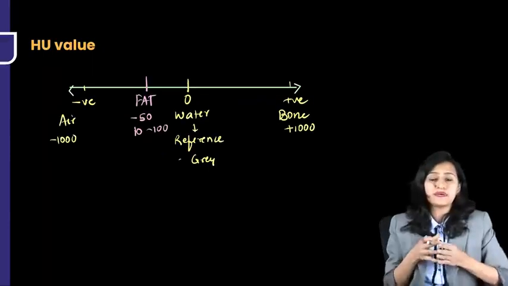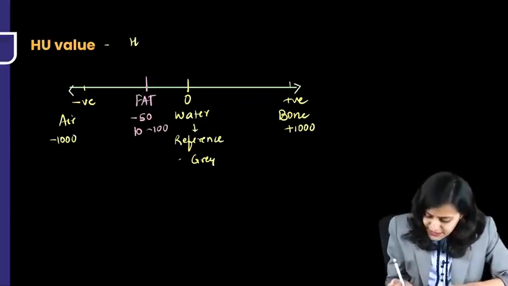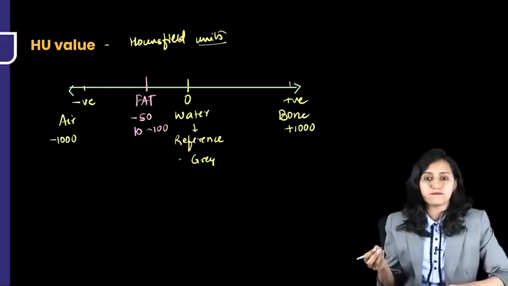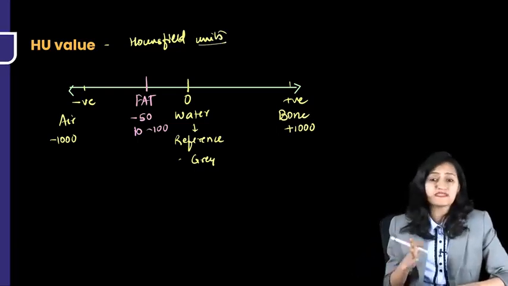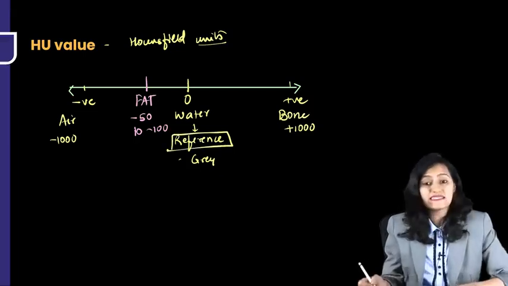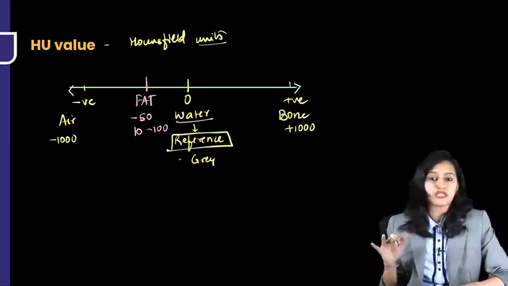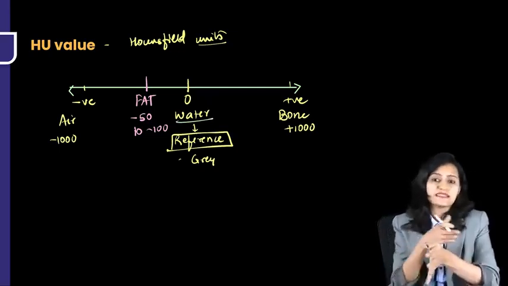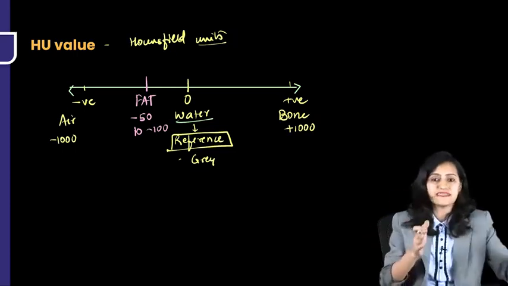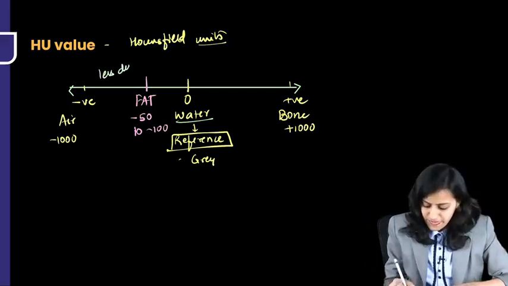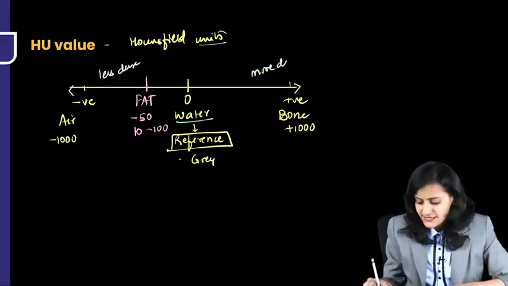Coming to the HU value in CT scan. HU basically stands for Hounsfield units, and it depends on the electron density of the substance. Now, which substance has a HU value of 0? That means it is the reference substance in the CT scan, and that is water. Distilled water has a HU value of 0. So imagine this HU scale is like a numerical scale. You have 0, you have negative and you have positive. Negative means less dense than water and positive means more dense than water.